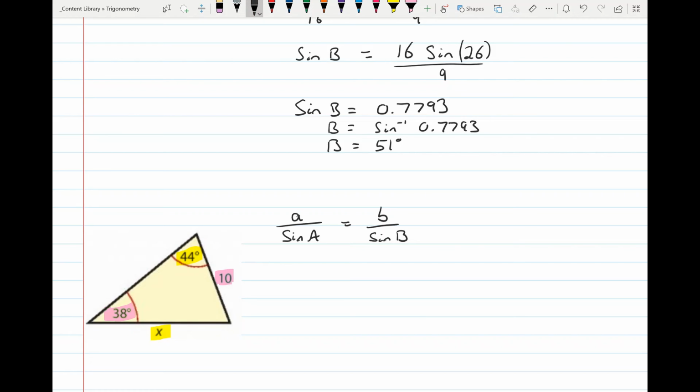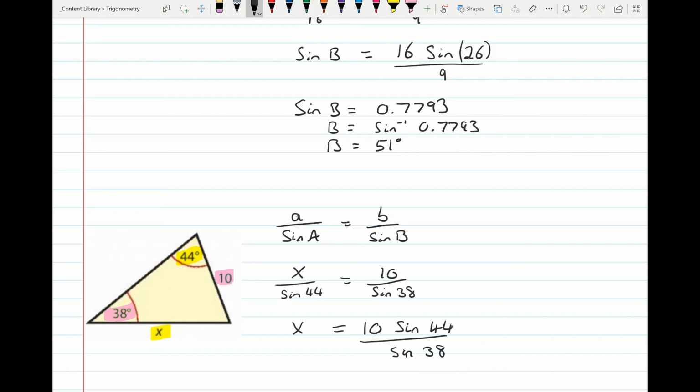Filling in the values we know, putting our unknown value on the top of the first fraction, we have x over sine 44 equals 10 over sine 38. You can get the value of 10 over sine 38 and then multiply both sides by sine 44, or you can do it all in one go. I'm going to multiply both sides by sine 44, so x equals 10 sine 44 all over sine 38.